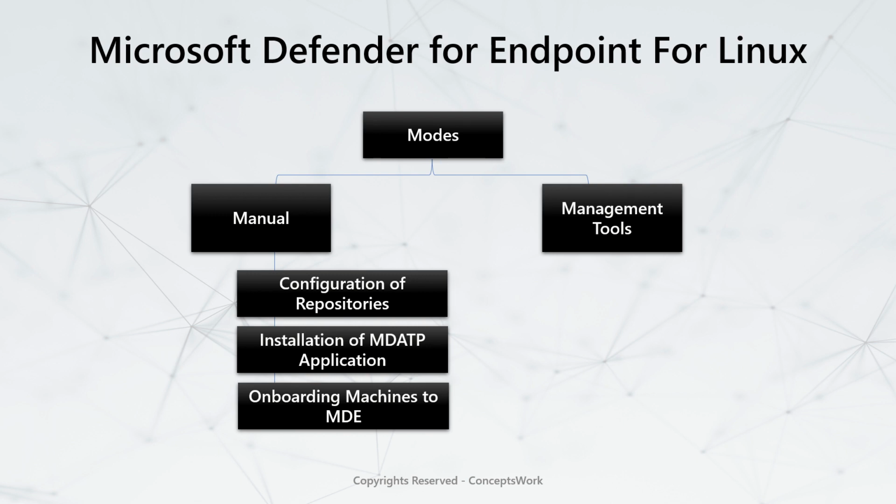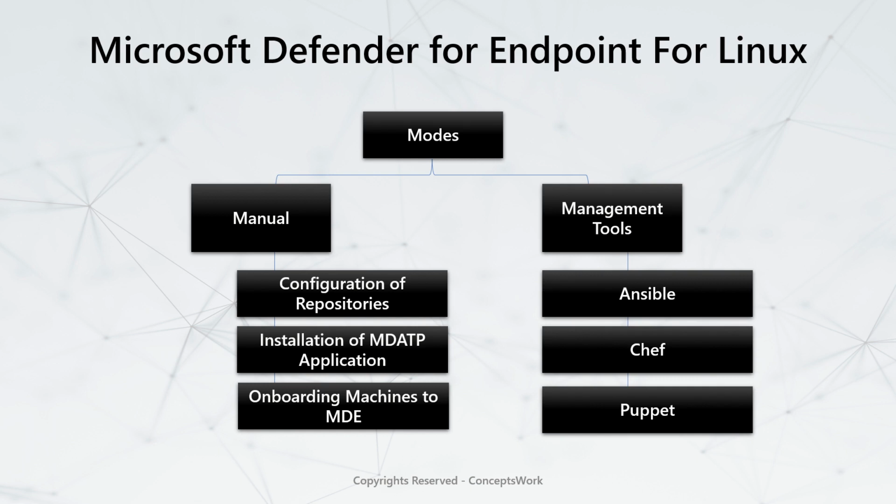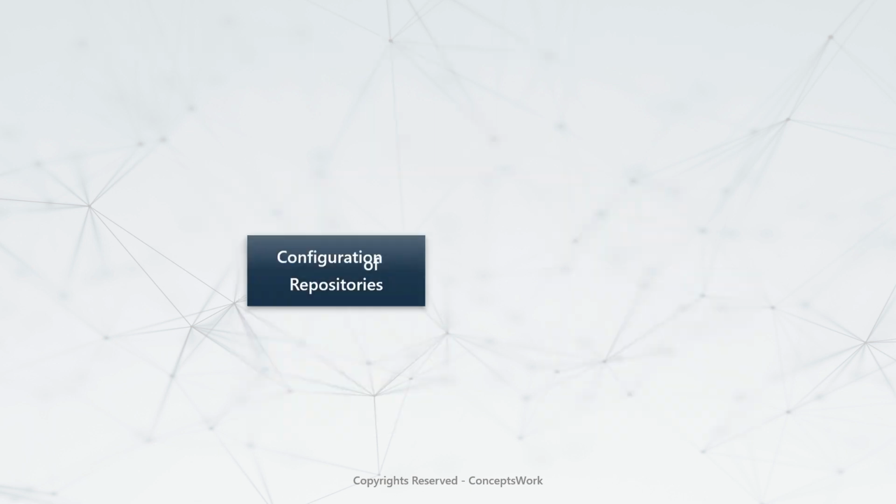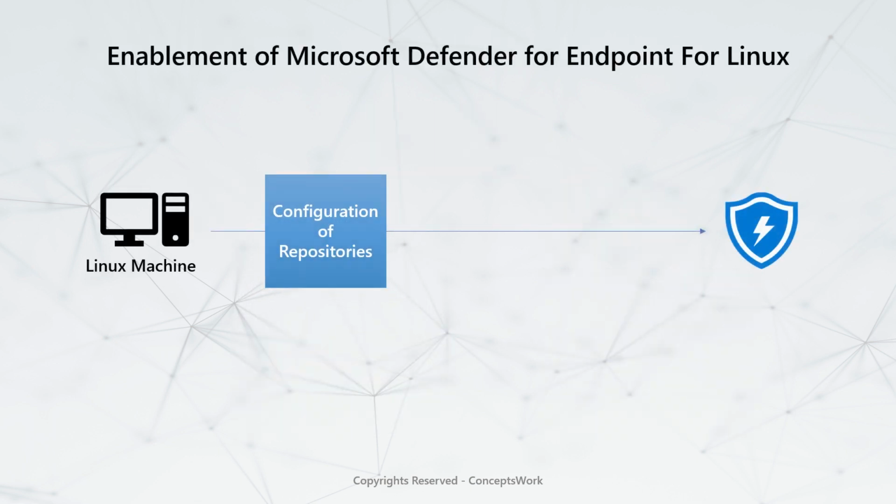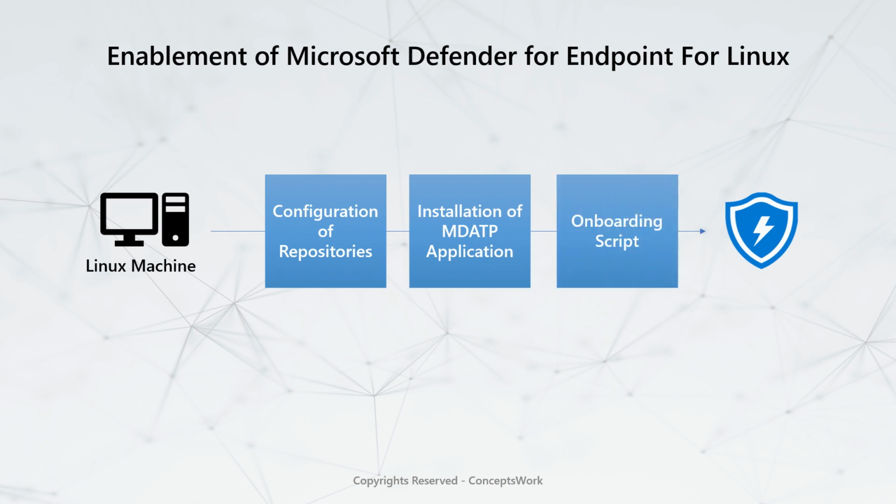Now, this is the manual method. I mean, you will be executing commands on a terminal and making sure everything is in place. But let's say you want to use management tools to automate these 3 processes, then you can use Ansible, Chef, or Puppet. But it doesn't matter whether you choose the manual method or the management tools method, these steps have to be followed sequentially. Now, what do I mean by this? Let's say there is an endpoint or a server, which is Linux, that you have to onboard to MDE. Step number 1, make sure you have configured the repositories correctly. Then you install the MD-ATP application and then run the onboarding script.